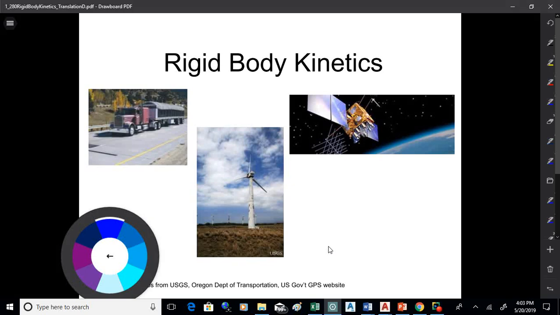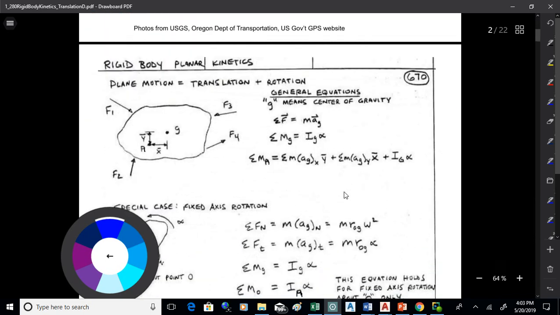So let's have a look at page 670 there. Look at kinetics. Now, kinetics looks at not only the motion, but what causes the motion. Okay. So let's have a look at that. We're going to look at using F equals ma, and now we're going to add something new because we're looking at entire objects that can rotate as well as translate. So we're also going to look at M equals I alpha and some variations on that.